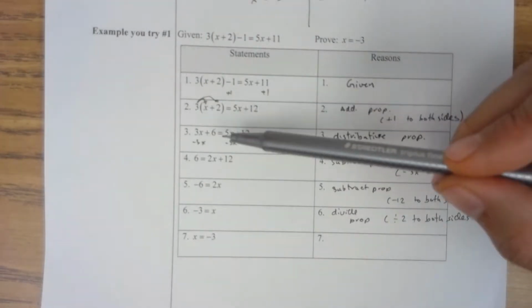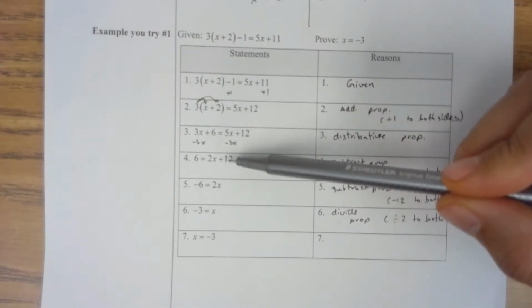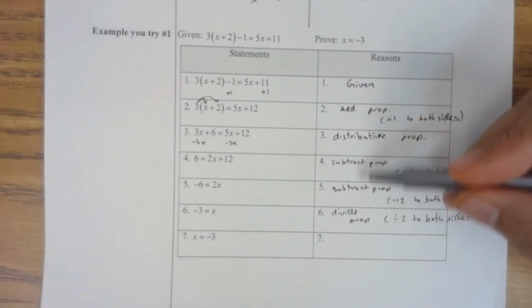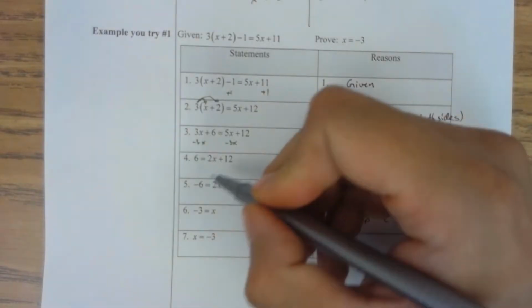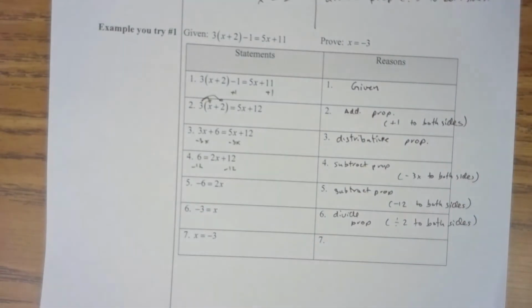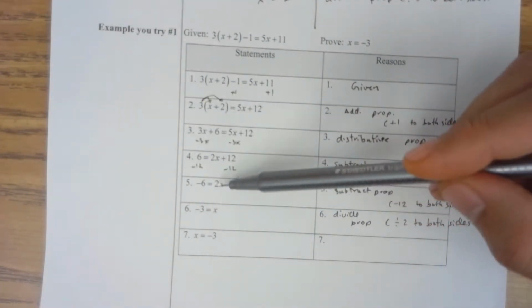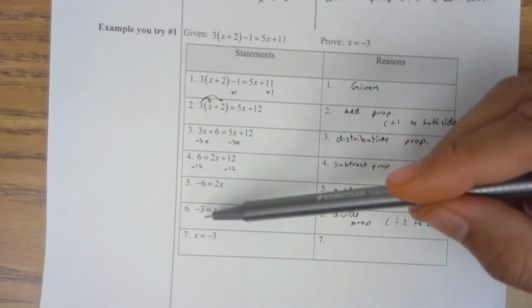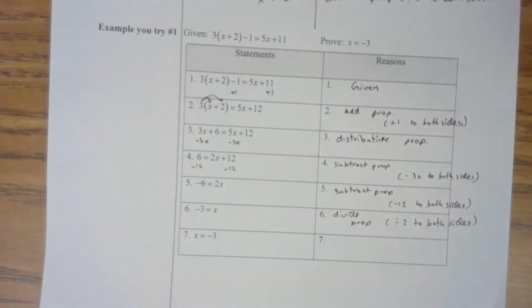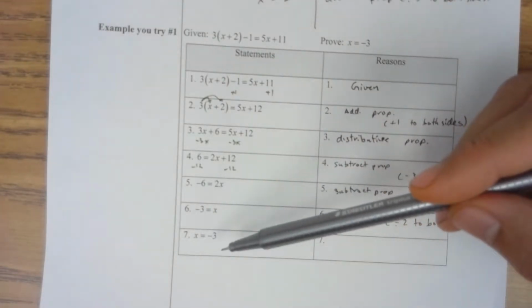And then to go from here to here, notice that this 12 disappears, so that makes sense. You -12 on both sides here. So there's two subtraction properties in a row. And that's how you get -6. And to go from number 5 to number 6 statement, notice that the 2 disappears, so you divide both sides by 2. So you have -3 equal x. And from -3 equal x, now it becomes x equal -3.